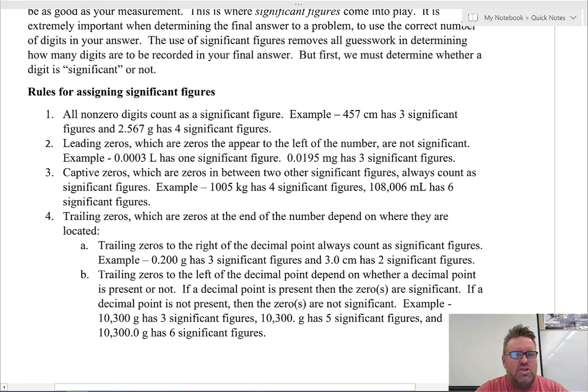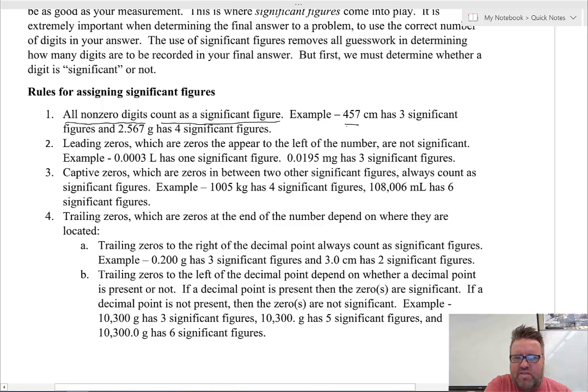So here's a whole bunch of rules. All that we're trying to do is figure out, for each digit in the number, is it significant? When we say significant, it means, do we count that number when we're counting up our numbers? So rule number one, basically, if it's not a zero, it counts. All non-zero digits count as a significant figure. So if it's not a zero, it's always significant.